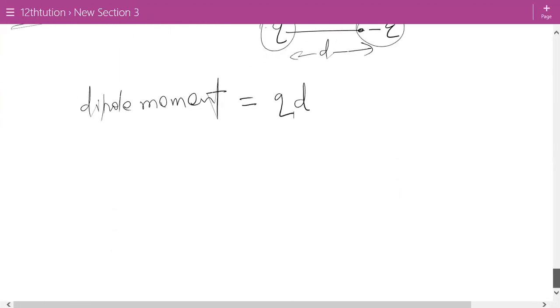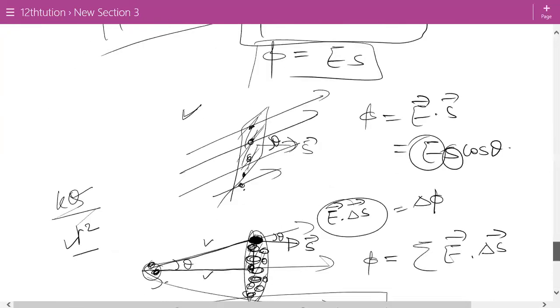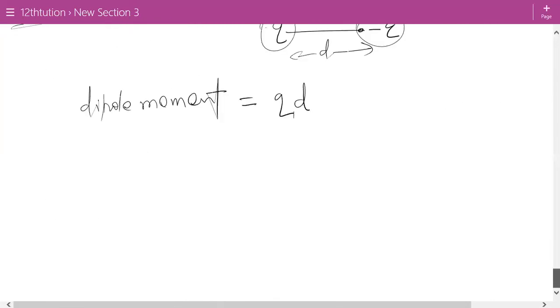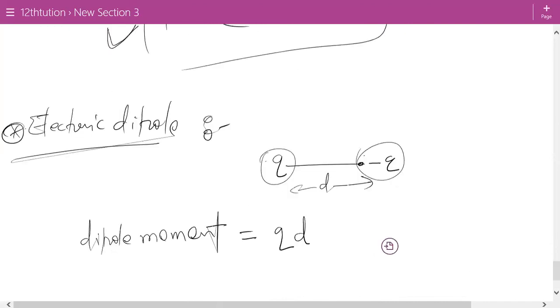So this is electric dipole. Flux you understood, right? Remember two things: electric field and area. The electric field will be passing through the area. That is the flux.